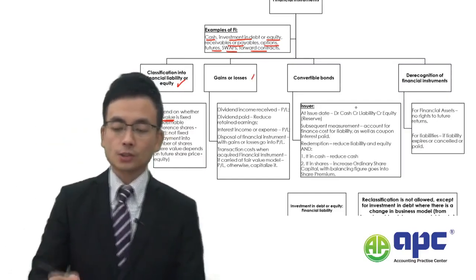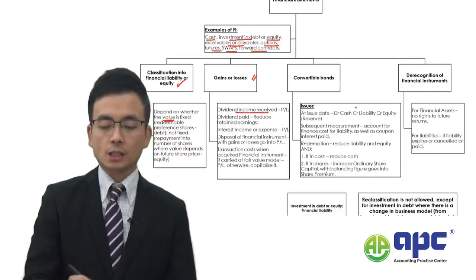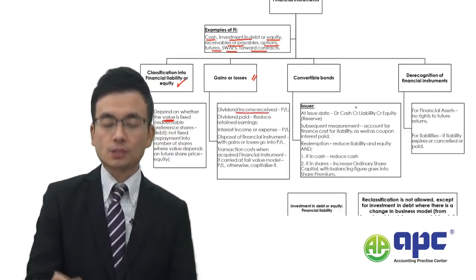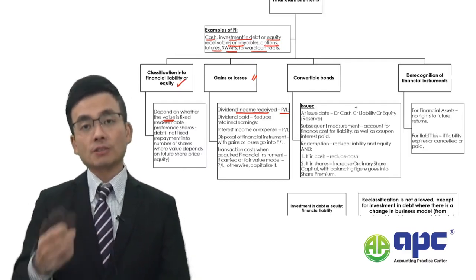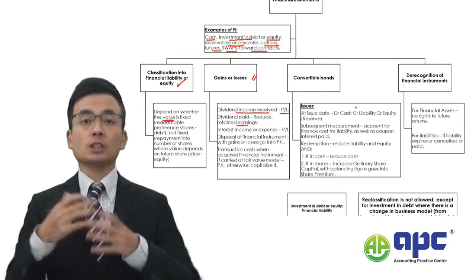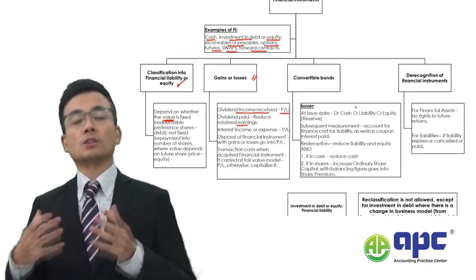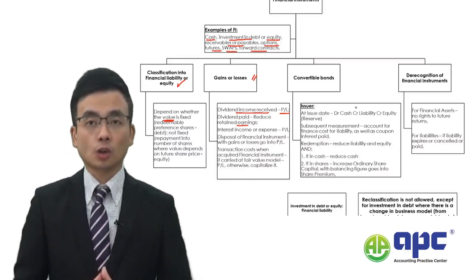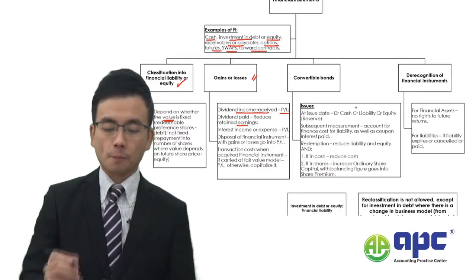Second, any gains or losses, usually we put into the P&L. So for example, dividend income received and interest income received, we put into the P&L. But for dividends paid, we reduce the retained earnings, and that's all we can do. For disposal of financial instruments, same as what we've seen in the disposal of biological assets or PP&E, we put that into the P&L.